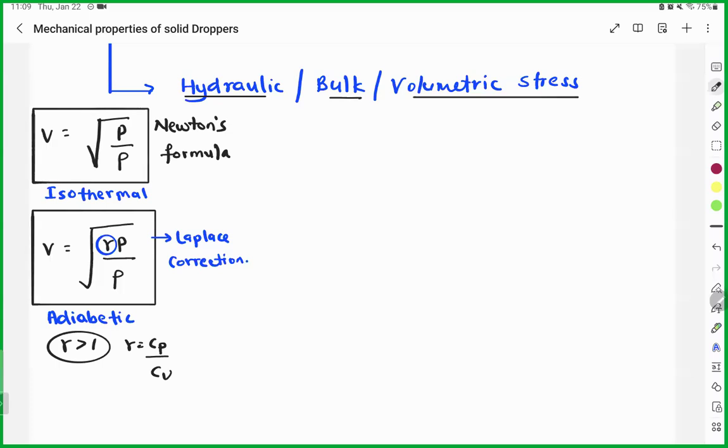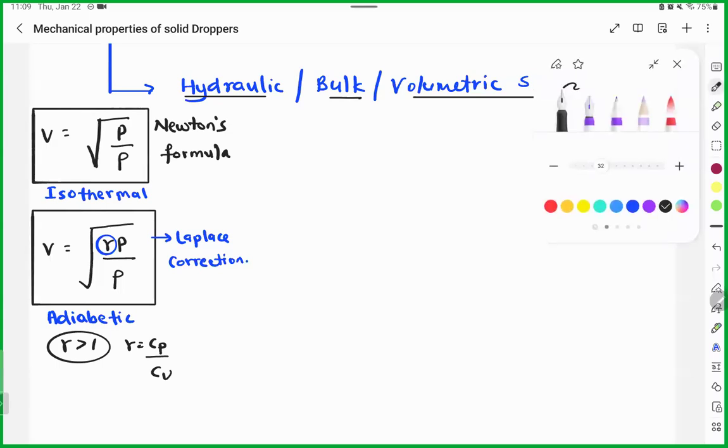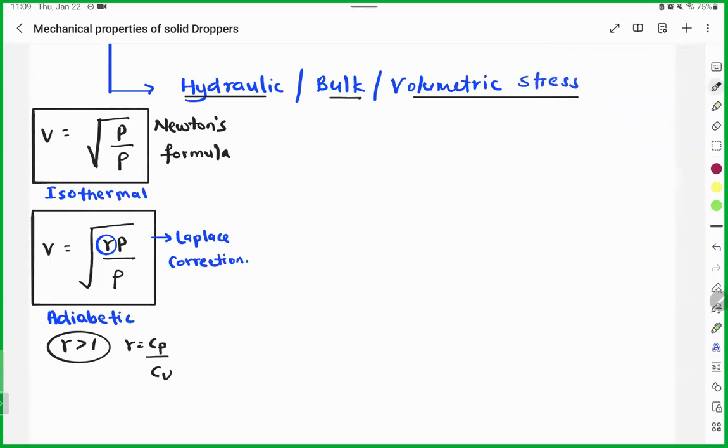Got it? So come to the volumetric stress. It says that, for example, you have this body with any volume V. When you apply some pressure on it, then its volume will change.